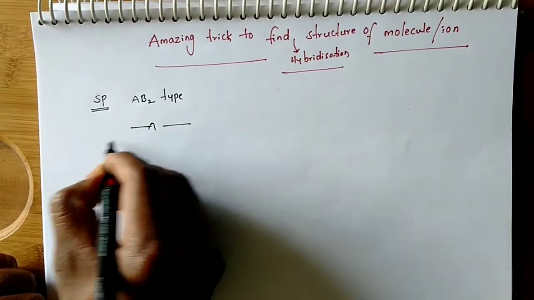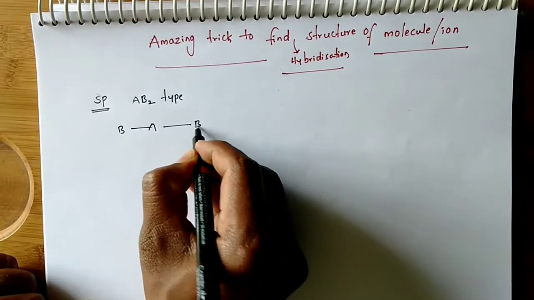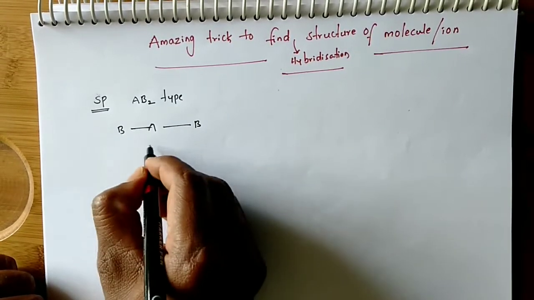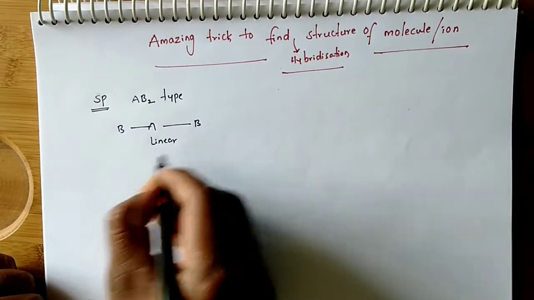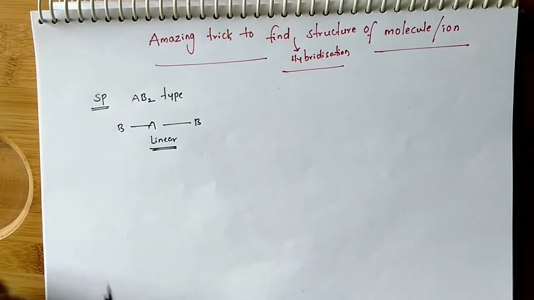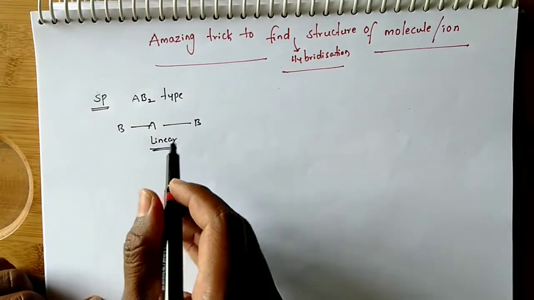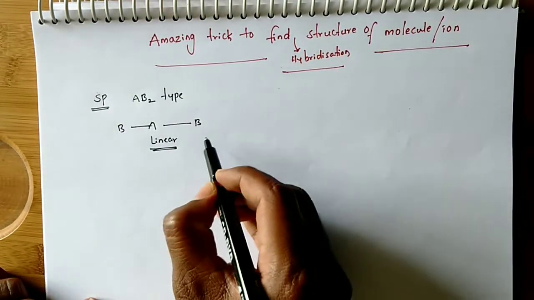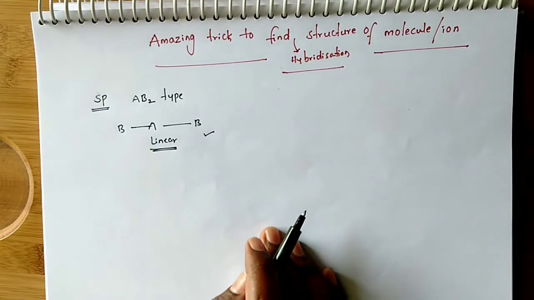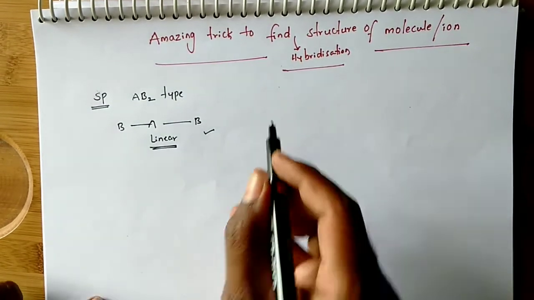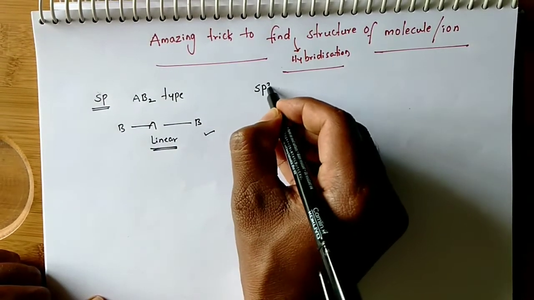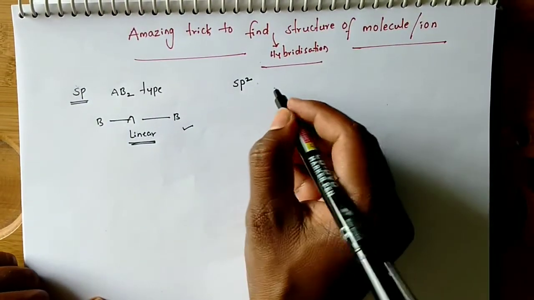So what is the structure of this molecule? Linear structure. Now here, a lone pair of electrons is not possible. So for sp hybridization, that is fixed. The shape of the molecule is linear. What about sp2?